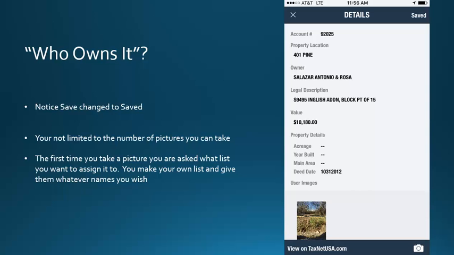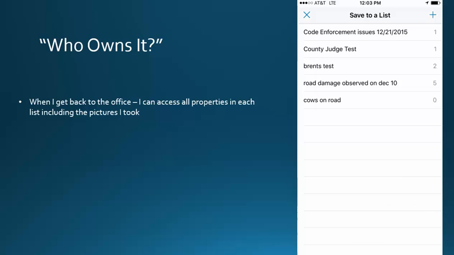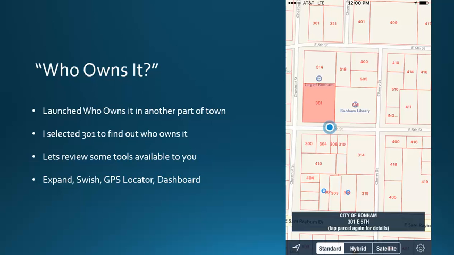The first time you take a photo of a property using Who Owns It, it's going to ask you if you want to assign it to an existing list or create a new list. It could be out looking for prospective commercial sites for Joe Anderson. It could be out looking for homes. Name the list, give it a name that is descriptive of the task you're performing. Here it is. I just simply created a list and attached it to it, and I can access all of those properties associated with that list when I return to my office.